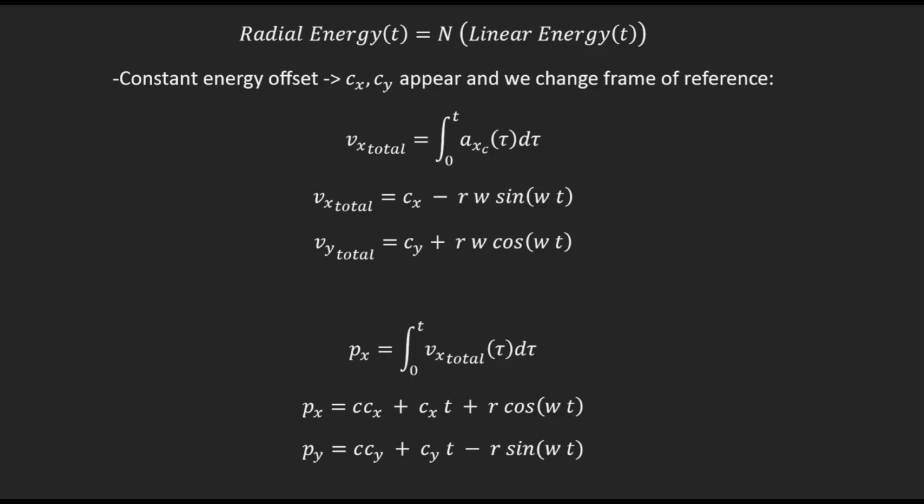Not setting the constant of integration to 0 implies a change of reference such that this constant of integration corresponds to the average velocity of the circle's center axis. If we cumulatively integrate again, we end up with the general position of the mass throughout space.